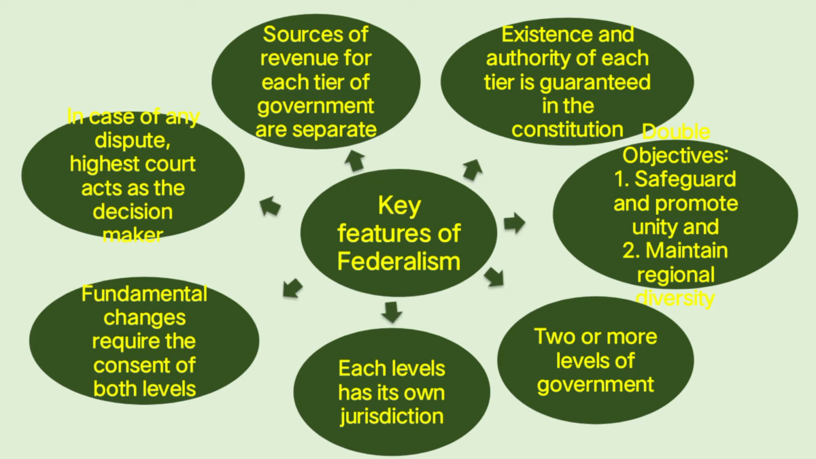The key features of federalism can be studied as follows. First, it has two dual objectives. Number one, to safeguard and promote the unity and integrity of the nation. Also, to maintain regional accommodation. Every country has to accommodate its regional diversities, and those have to be protected. A country with so many distinctions, with people living together with oneness.